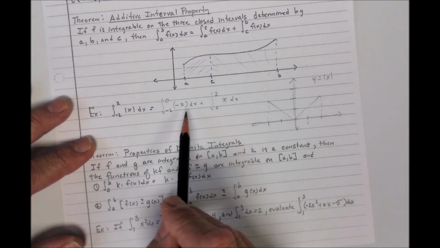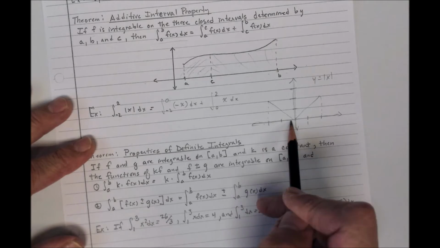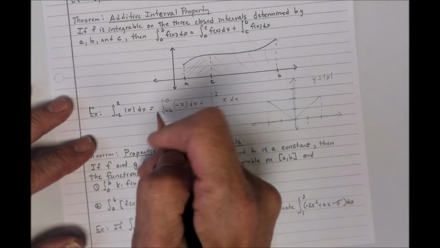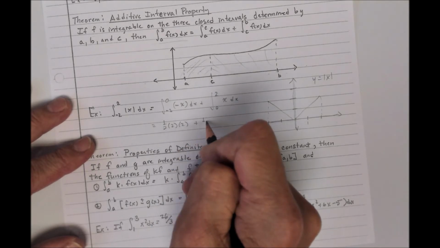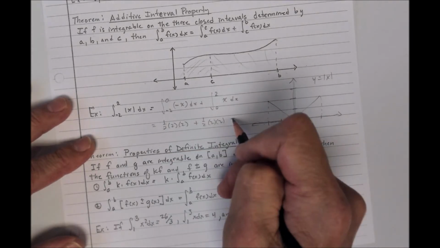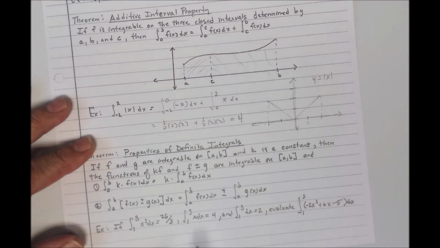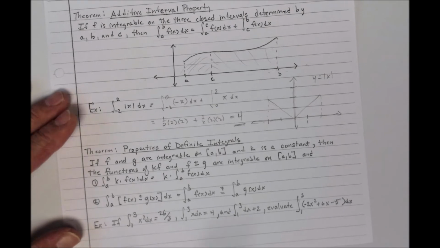Now, we don't know how to evaluate this other than using geometry. This is a triangle, base 2, height 2, so this would be 1/2 times 2 times 2 plus 1/2 times 2 times 2. So this would be 2 plus 2, and it's still equal to 4, and that's what this definite integral is equal to.